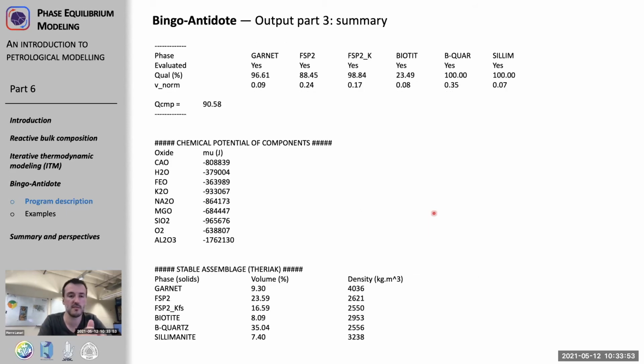The last part of the output, you have the different model quality factor for each phase, and then it's combined into this QCMP value for the model. You obtain the chemical potential of the components that are modeled by THERIAK, as well as the volume fraction of the solid phases, the density, and you would have another output if you have a fluid that can be an aqueous fluid or a melt with the volume fraction and the density of your fluid.